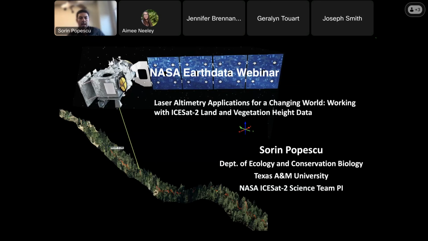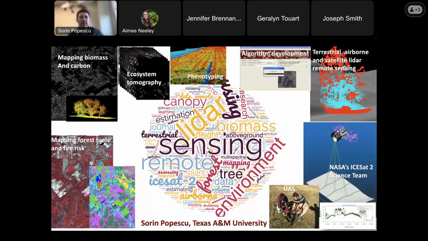So I have one slide introducing my broader field of research. I used the word cloud and I dumped in it the titles of my publications, and it came out that most of them are related to LiDAR, remote sensing, environment, and you can see even ICESat-2 there. So pretty broad interest working with lasers from terrestrial platforms, airborne, and for the past decade or so, my focus has been on spaceborne LiDAR, specifically ICESat-2.